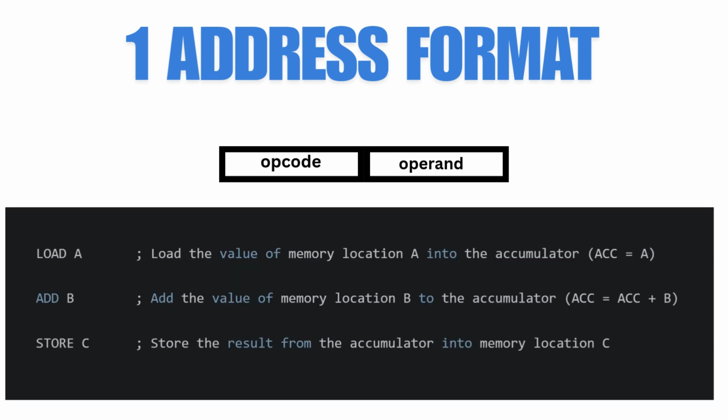In this example, load A loads the value from memory location A into the accumulator. Add B adds the value from memory location B to the value currently in the accumulator. Store C stores the final result from the accumulator into memory location C. This format is typically used in simple processors or early computers where minimizing instruction length was important.